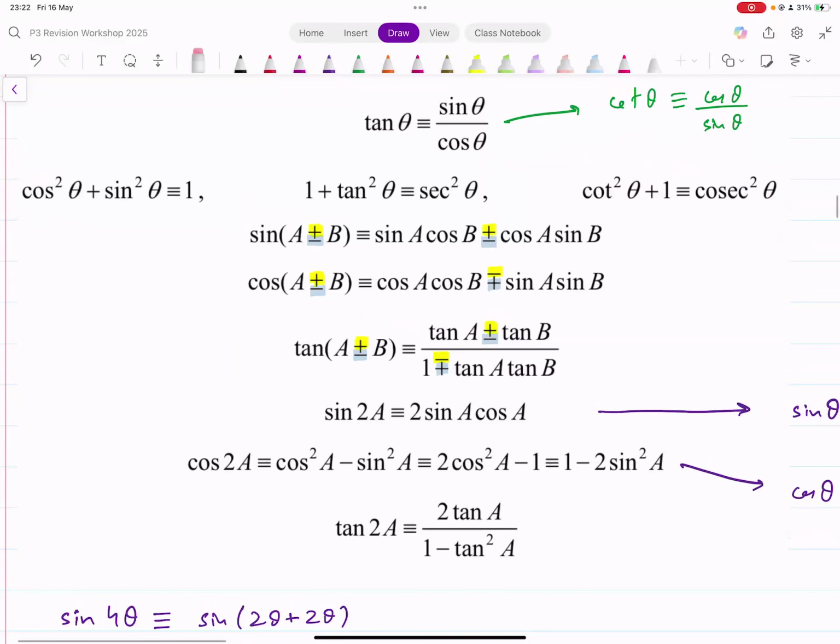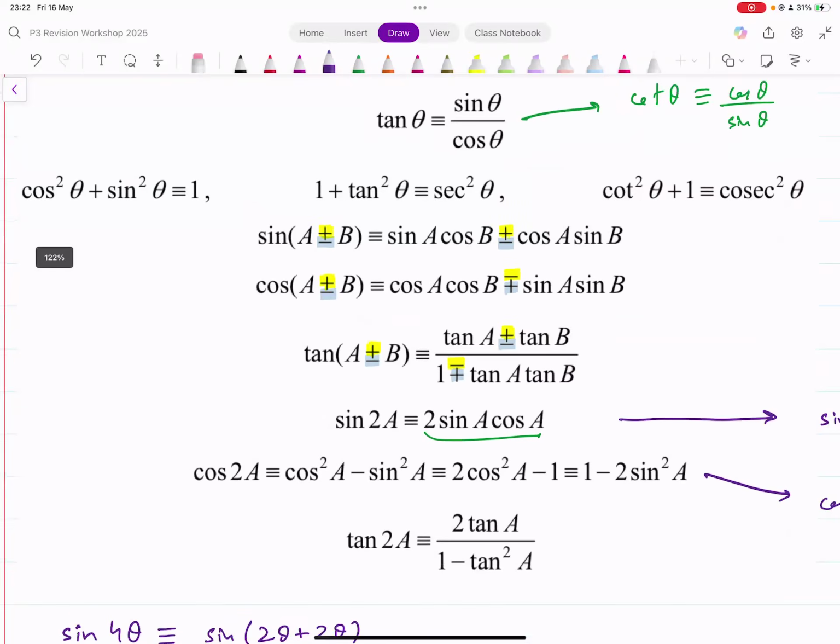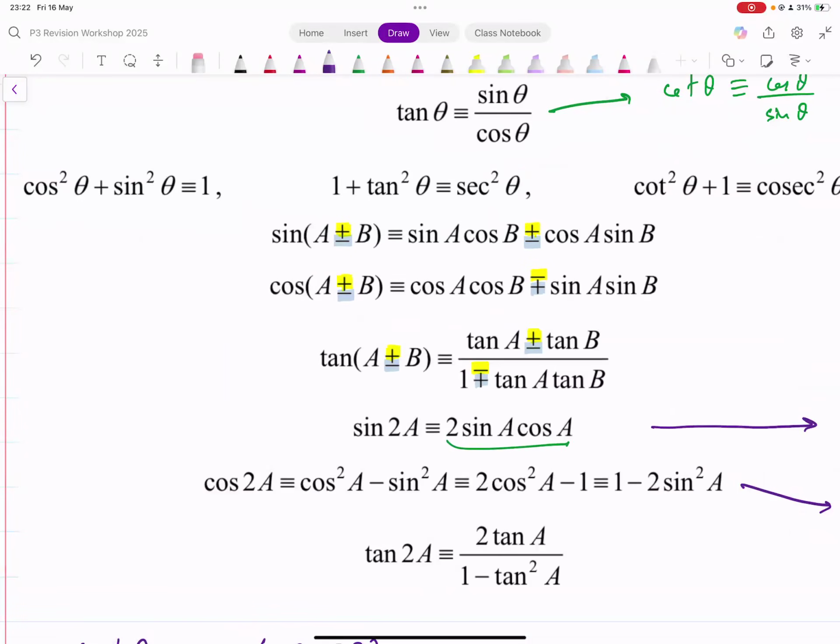Then you've got these double angle identities. Cos 2a has 3 different forms. Sin 2a is only one form, and tan 2a. Okay. This is how these identities are given. Now, using these identities, you should be able to expand some other expressions as well.